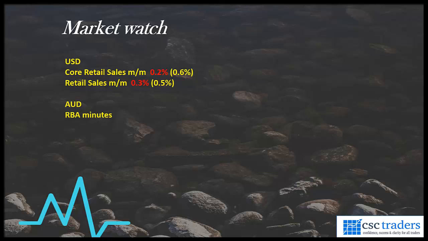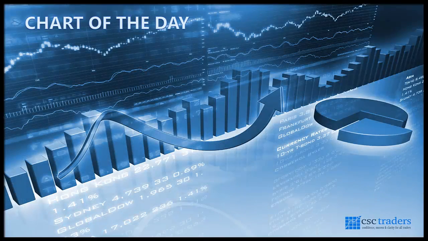We also had the RBA minutes released, which basically showed that our central bank is ready to provide more stimulus to the economy, although their preference for doing that is via bond purchases and not via lowering interest rates any further. Consequently, the Aussie dollar did come off a bit yesterday, particularly against the US dollar at the release of those minutes. That was pretty much all that happened yesterday, so let us jump over to our chart of the day.